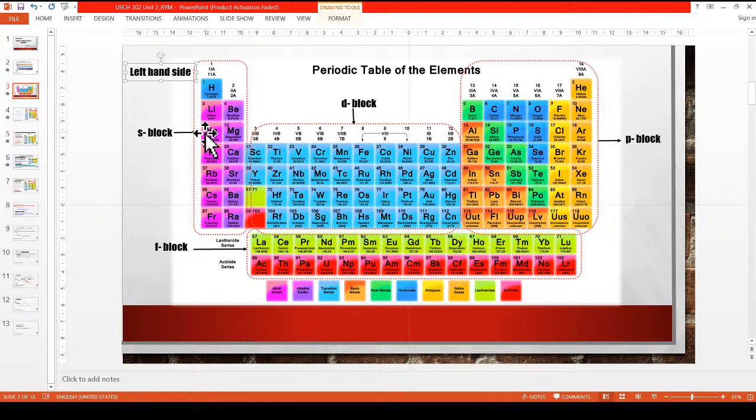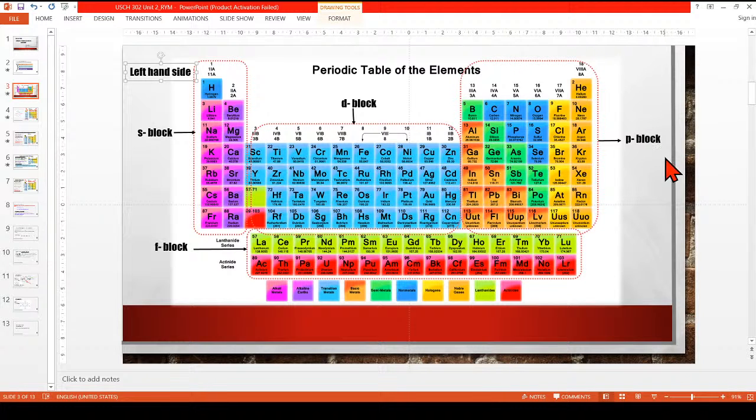So what does S block element mean? Outermost electron enters in S orbital, and P block element is what? Outermost electron enters in P orbital. S block contains first A element, second A element. It was previous nomenclature. Now it is group 1, group 2 elements. Group 1 are called alkali metals. Group 2 are called alkaline earth metals.